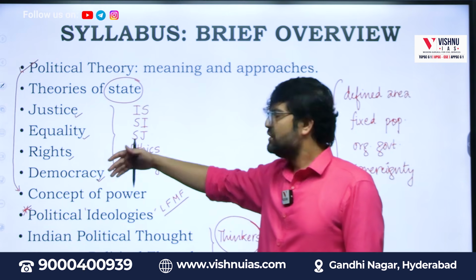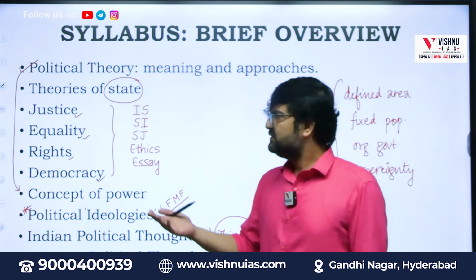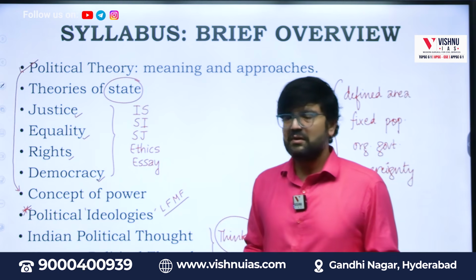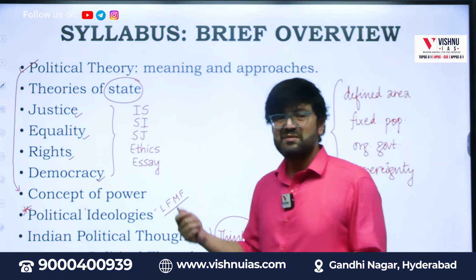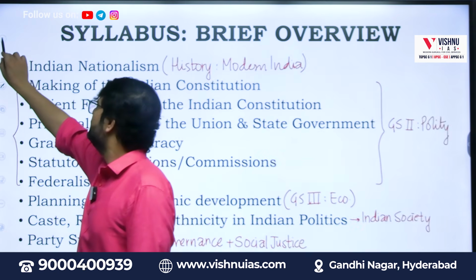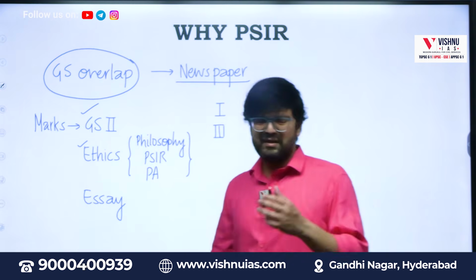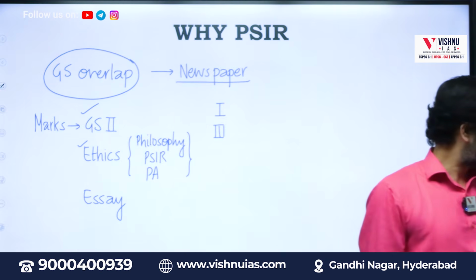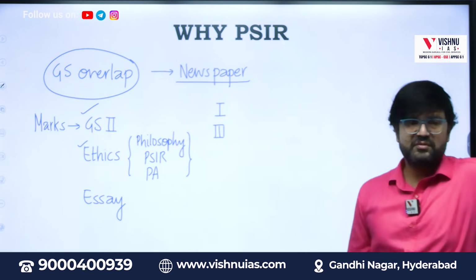If you look at any idea of social justice in philosophy, it does involve justice in general. It does involve equality and rights for people. It does involve sometimes democracy also. The concept of power, hegemony, how to use power, etc. So it has a very wide, should I say, overlap with GS. I think that's the only reason why people choose PSIR. Also because a lot of toppers are from this subject only.